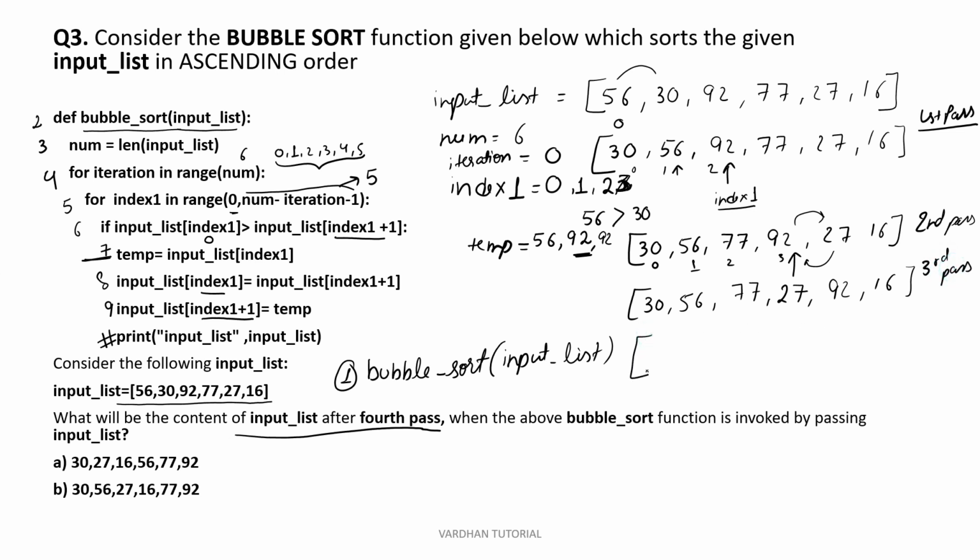Again, after this third pass, the value of index 1 will be incremented. So the value will be 4: 0, 1, 2, 3, 4. Now the next value is 4, and the index will be pointing to 92. Again, 92 will be compared with 16 and 92 is greater, so both values will be swapped. 30, 56, 77, 27, 92, 16. Yes, it is right. 30, 56, 77, 27, and 16 will come here and 92 will be here. So this is actually the fourth pass.